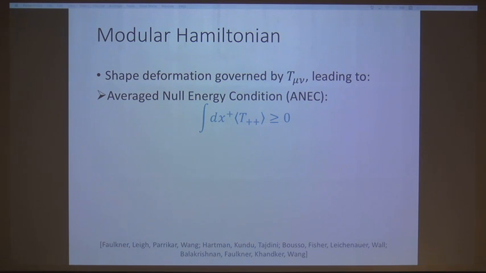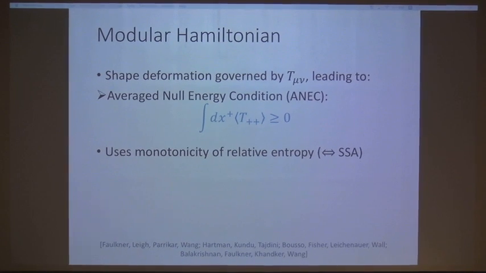The proof of this essentially uses the monotonicity of the relative entropy, which is equivalent to strong subadditivity that I introduced earlier, but is stated in a different form. When we study the shape deformation of the relative entropy, one can find this averaged null energy condition. I just want to mention that the usual null energy condition, that T plus plus is non-negative, is generally not true quantum mechanically, but the averaged version is true in an exact quantum mechanical sense.